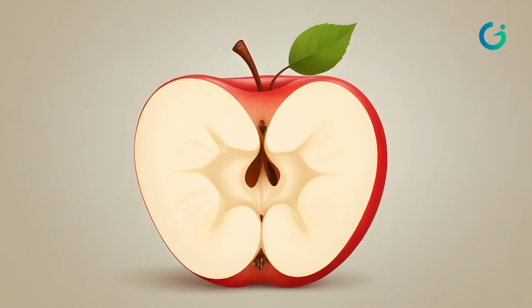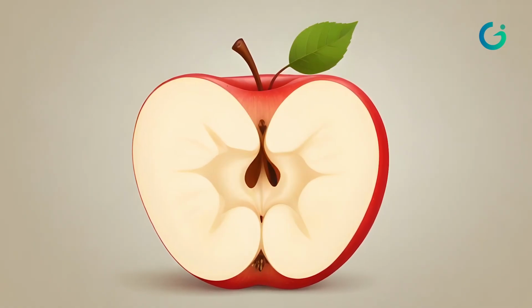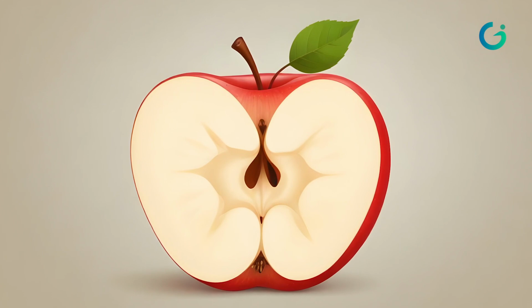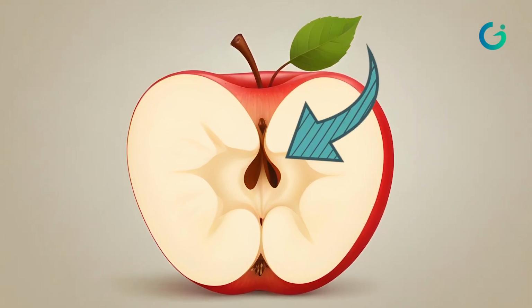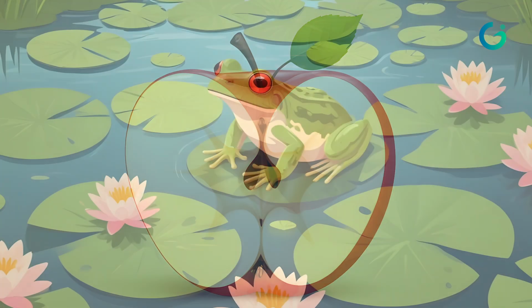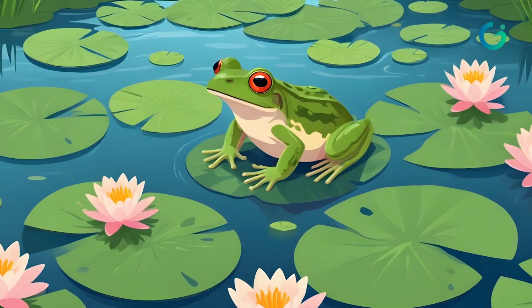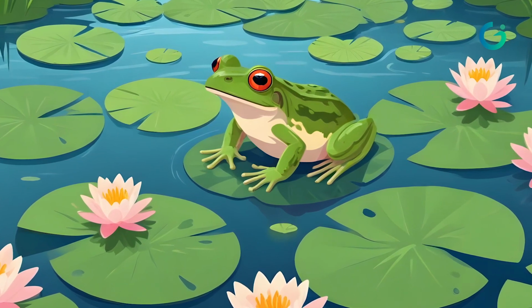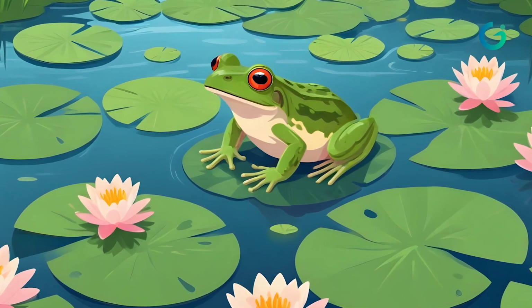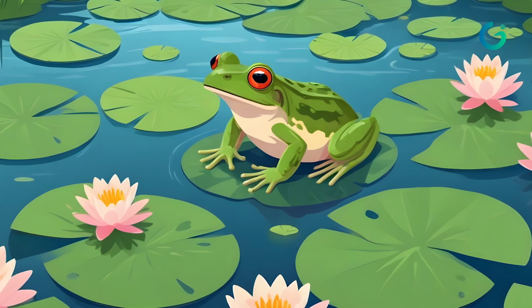Fruiting. After pollination, flowers turn into fruits that contain seeds. These seeds can then start a new plant life cycle. Animal life cycle. Animals also have life cycles. Let's look at the stages of a frog's life cycle as an example.